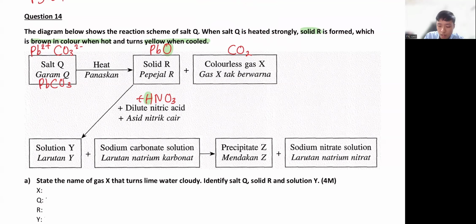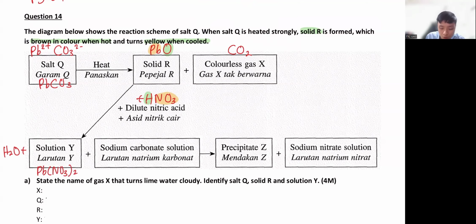Okay, and the other one is Pb. We find another partner, we call nitrate. So what do we form? H2O, we confirm we form H2O. I mean, H and O is confirmed before. Correct. Then what is solution Y? Pb nitrate. Okay, solution Y is Pb nitrate.